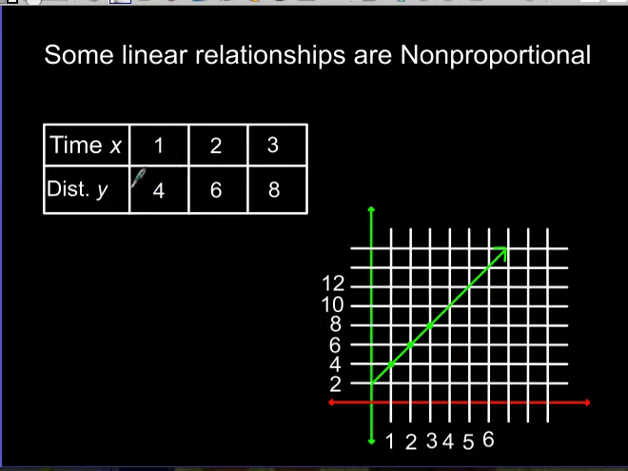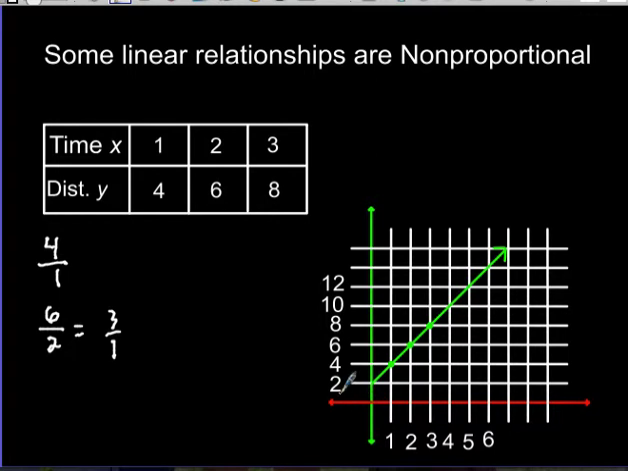So, again, let's do y over x, so it's 4 over 1, does not reduce. Then we'll do 6 over 2, and that reduces to 3 over 1. So what have we just shown? That it's not proportional. But look at the line on the graph. It's still a straight line. And so even though it's not proportional, it's still a linear function.